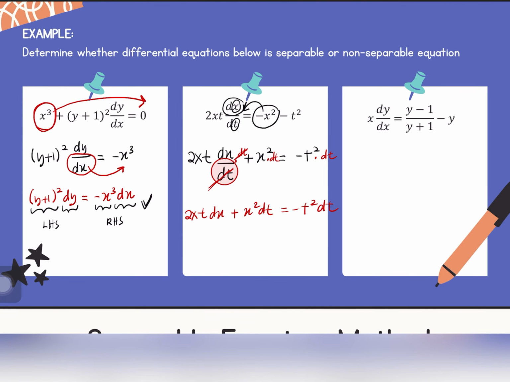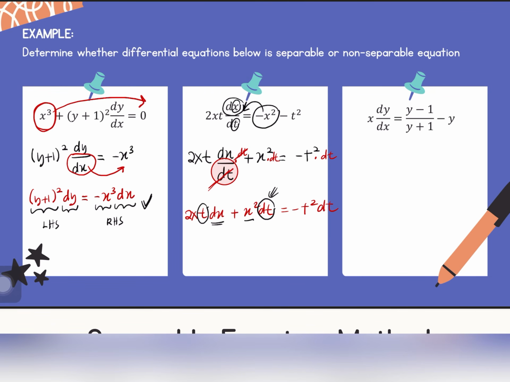So if you see here, you cannot separate because here still has dt with x squared, cannot, because dt must sit with its term t. You see here also have t with dx. Okay, so this is the example of a non-separable equation. We cannot separate this equation.